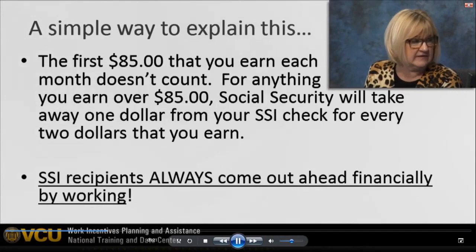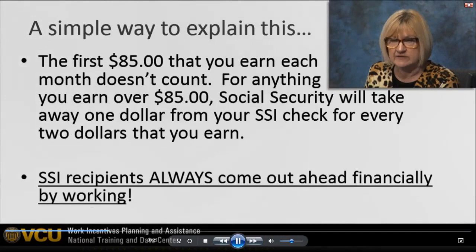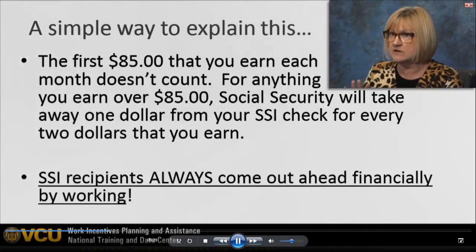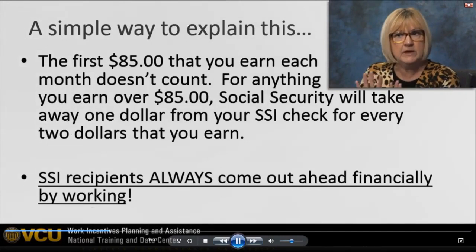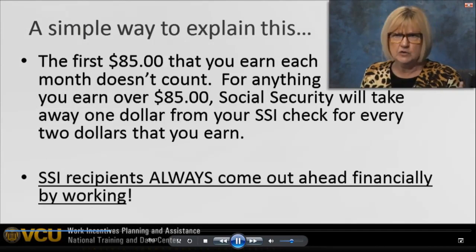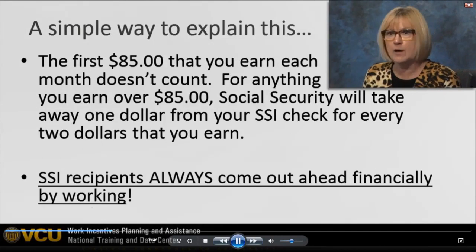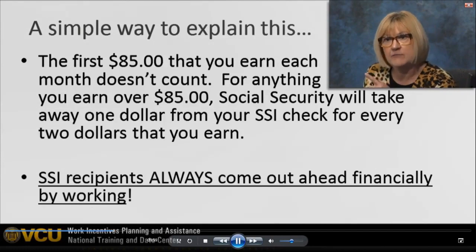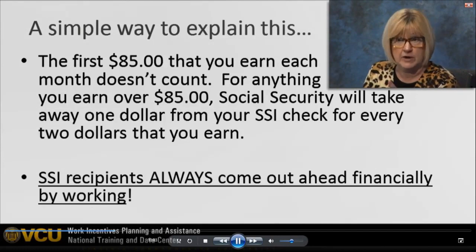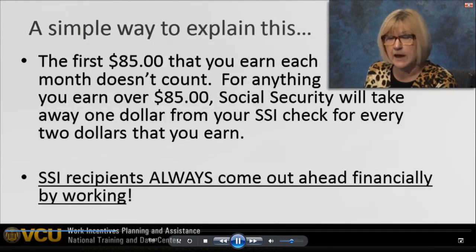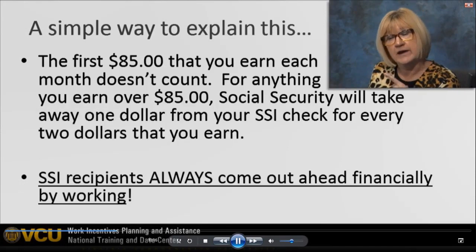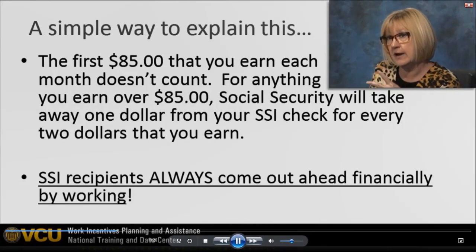So here's a really simple way to explain this. Now, you have to be careful because if an individual has a complex situation and their SSI cash payment is already being reduced, maybe there's unearned income in the mix, there might be deeming, some complication, then you'd want to steer clear of real simplified explanations like this. But for your basic SSI recipient, someone with no complication, they're getting the maximum amount, the federal FBR, a simple way to explain what happens when you go to work is to say, the first $85 that you earn, $85 because you got the $20 exclusion and the $65, that equals $85, right? The first $85 that you earn each month doesn't count. It's disregarded. Anything you earn over that $85, Social Security is going to take $1 away from your SSI check for every $2 that you earn.